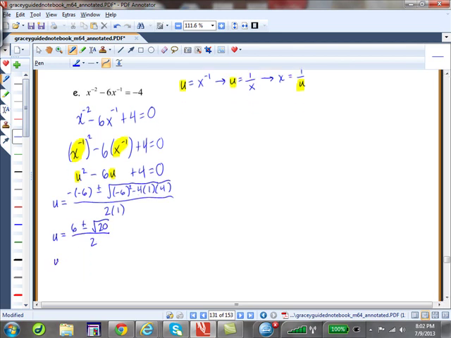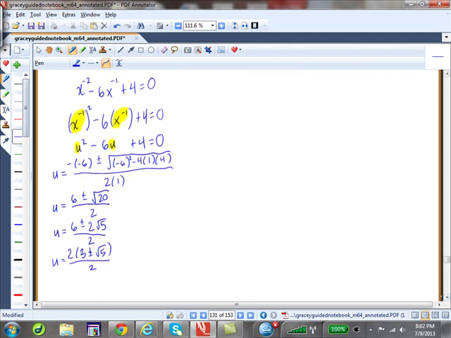So we'll have u equals 6 plus or minus root 20. 20 has a perfect square in there. 4 times 5 is 20. Square root of 4 is 2. So I get 2 root 5 when I simplify that radical of root 20. And then here, do you see that if I factored out a 2, I'd get 3 plus or minus root 5 over 2, and I can actually divide out this 2. So u will equal 3 plus or minus root 5.